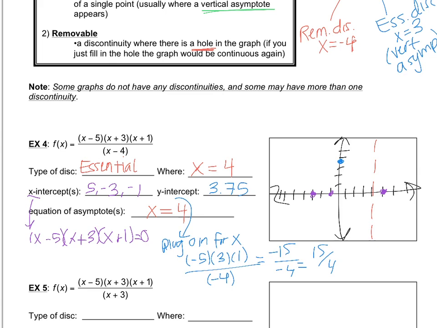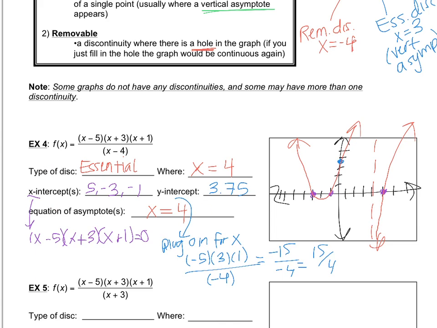So this function has a quadratic piece that goes like this, and this other piece over here that looks like that. So this is the graph of the function that we figured out all this information for.